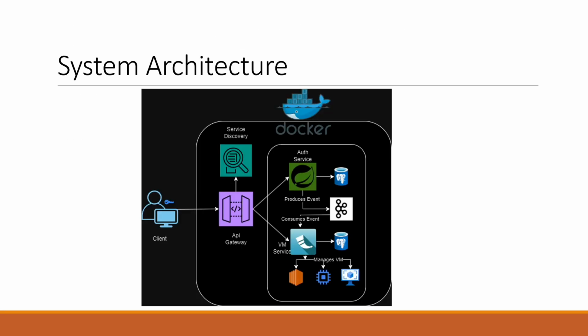This is the system architecture which we have followed. The client will use the API gateway, and the API gateway is registered to the service discovery, which is the Eureka server. Service discovery has the details of the multiple microservices and their port numbers. Based on this, the API gateway acts as a load balancer to send requests to multiple services. Here we have two microservices: auth service and VM service.